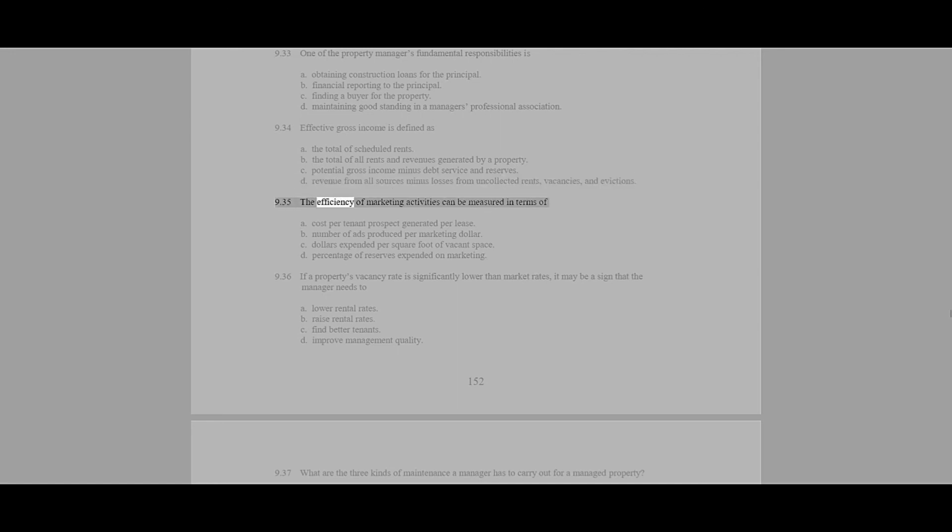9.35 The efficiency of marketing activities can be measured in terms of A. Cost per tenant prospect generated per lease. B. Number of ads produced per marketing dollar. C. Dollars expended per square foot of vacant space. D. Percentage of reserves expended on marketing.